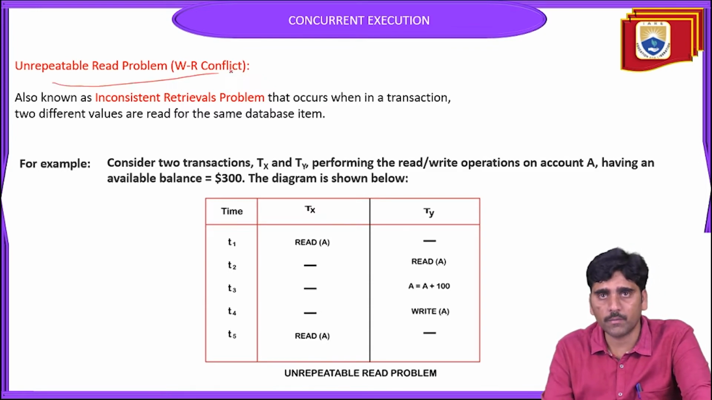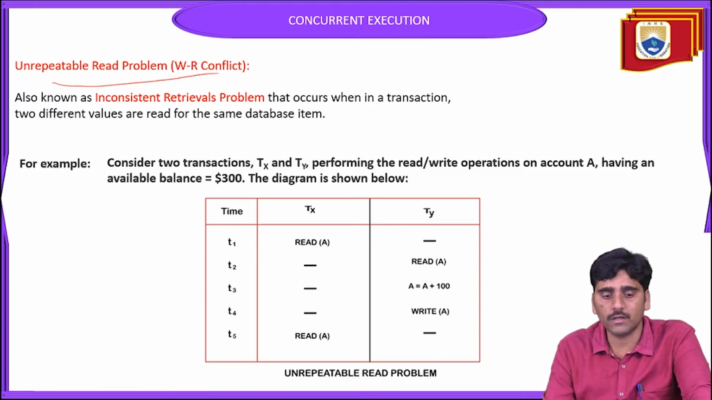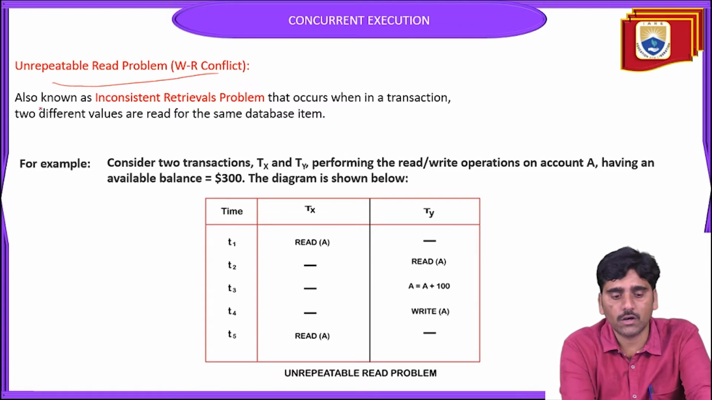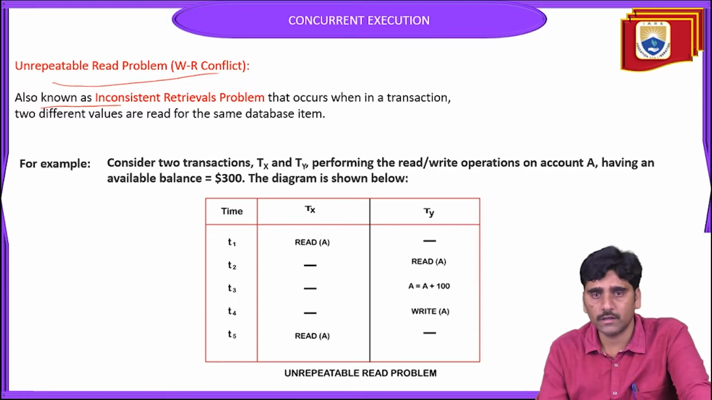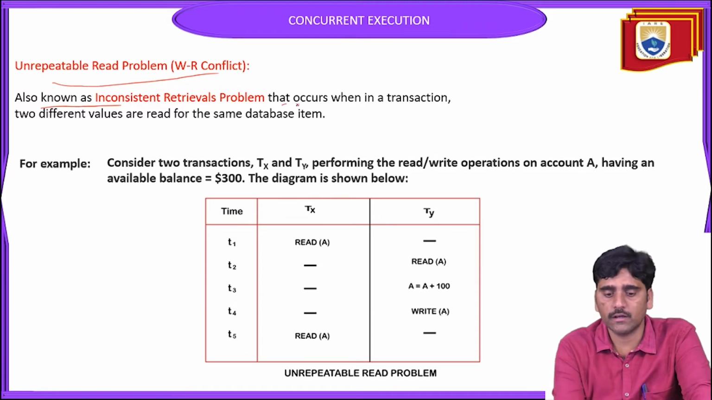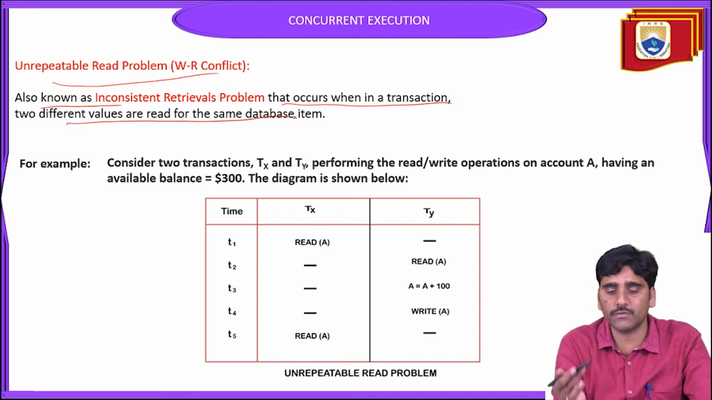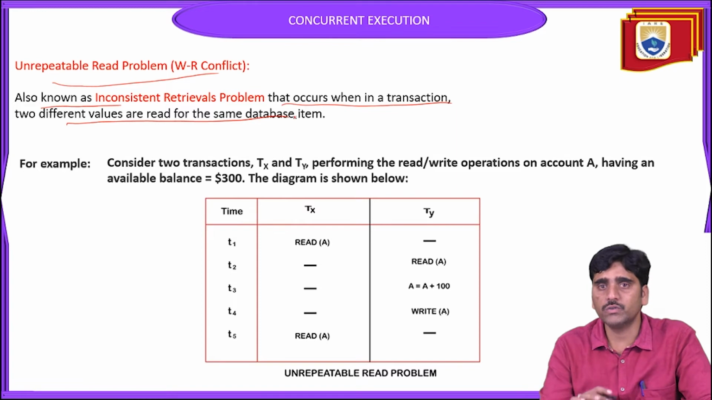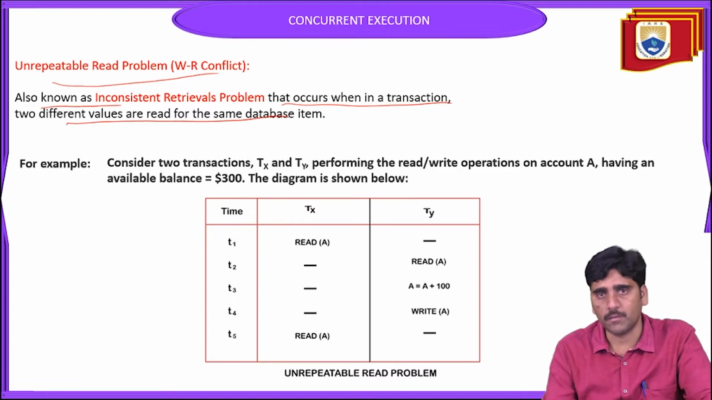The unrepeatable read problem is nothing but a write-read conflict. It is also known as the inconsistent retrieval problem. That occurs when, in a transaction, two different values are read for the same database item. Two different values for the same item will be seen.